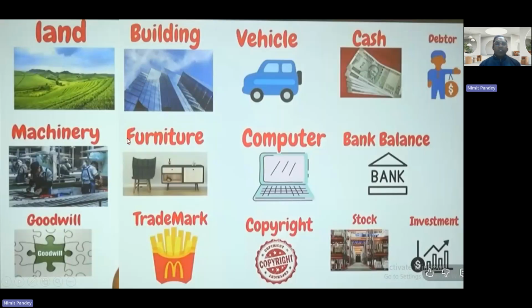And assets means anything which has a life of more than 1 year, and we can convert into cash. So all of these are assets, like my land, building, vehicle, cash in my hand, cash in my bank, or any customer, or if I give a loan to anybody. So मुझे उससे 10 लाख रुपए लेने हैं, मीन्स उन 10 लाख में मेरा हक है, वो मेरा एसेट्स है. Apart from this, machinery, furniture, my goodwill, my copyright, my stock, my investment, all are my assets.